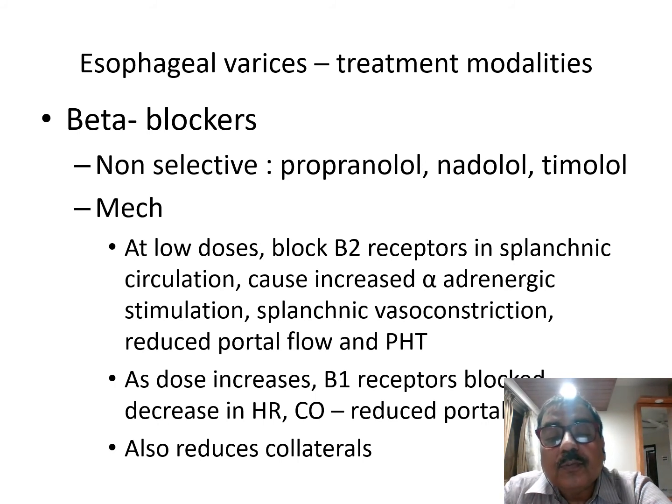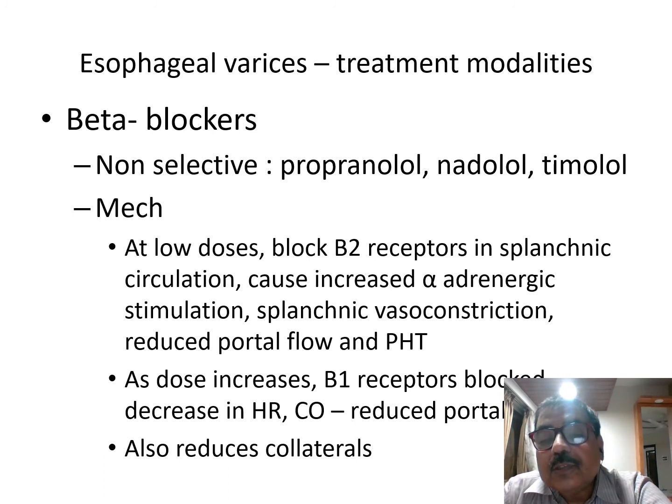Now we go to another modality of treatment, that is beta blockers. Among beta blockers, the non-selective one, propranolol, is the drug of choice. And how does it help? It helps in multiple ways. It blocks the beta 1 receptor in the heart, reduces heart rate, reduces cardiac output, and reduces pressure. It also reduces the collaterals.